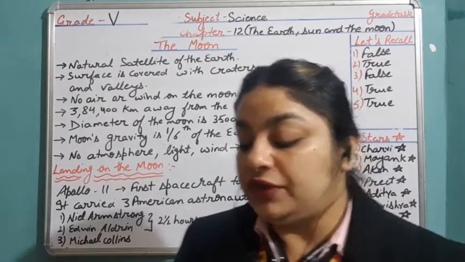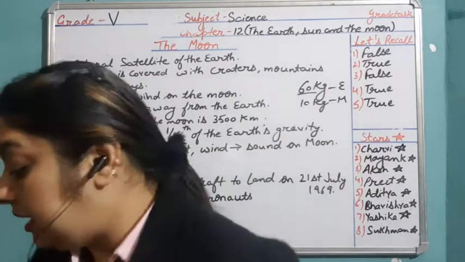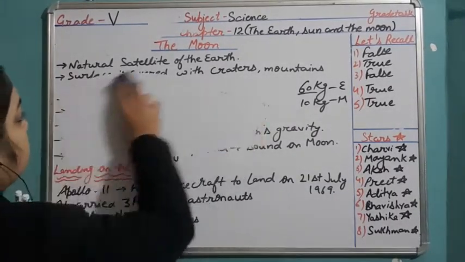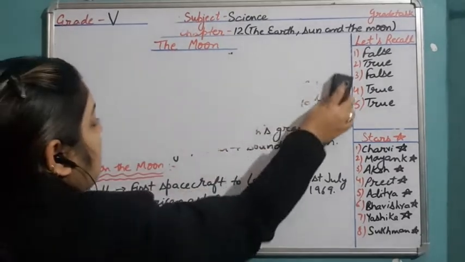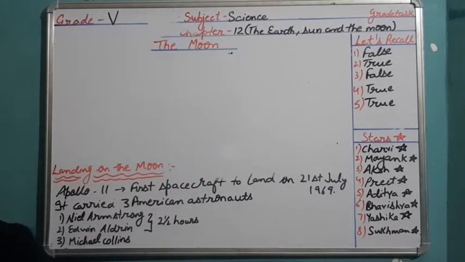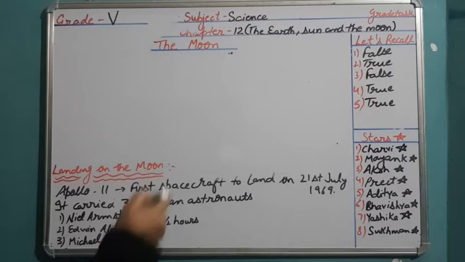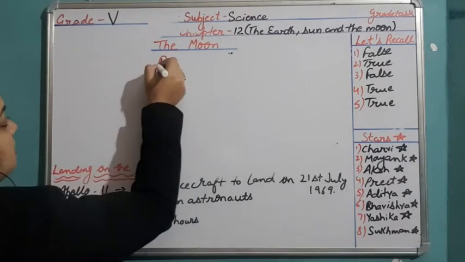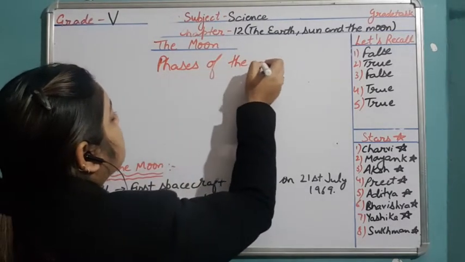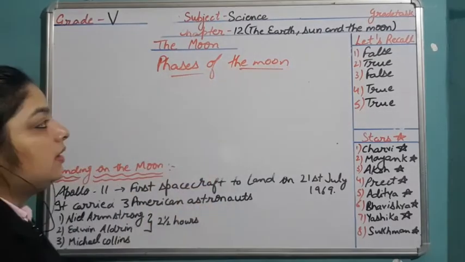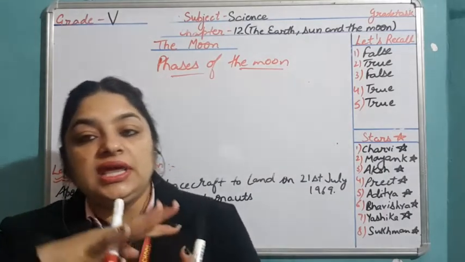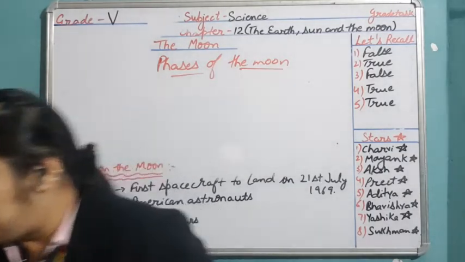When we talk about the different phases of the moon, phases of the moon means the different shapes of the moon. How are these created? We see different shapes of the moon on the basis of how much light falls on it. Sometimes we see a full moon, sometimes half. What is the reason behind it? Only the portion of the moon which gets and reflects the sunlight is visible to us.